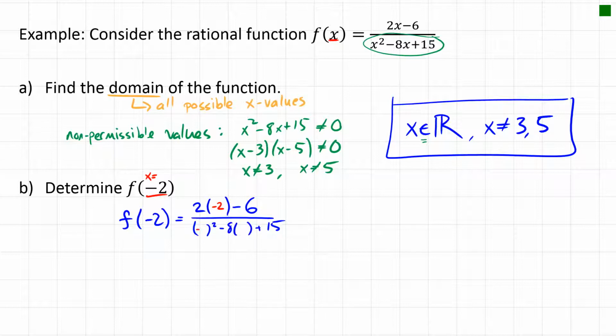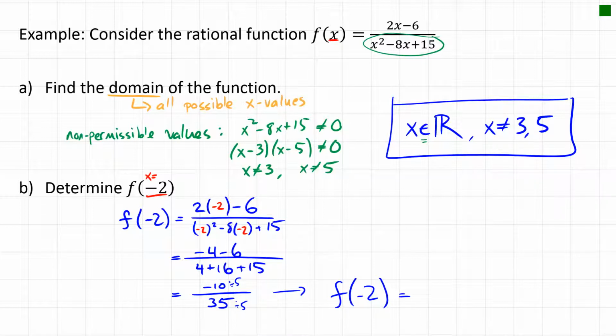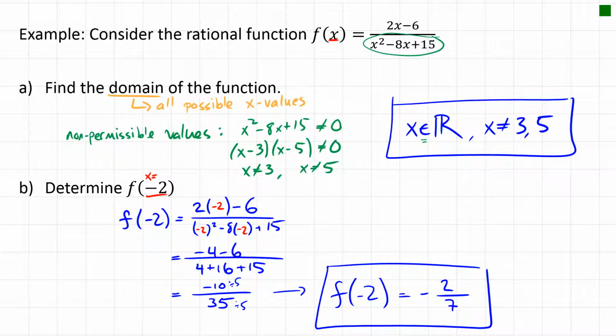Once we replace it, we can evaluate this function to determine its value. On the top we have negative 4 minus 6. On the bottom we have positive 4 plus 16 plus 15. So that would be negative 10 over 20 plus 15, which is 35. I can simplify that; each side can be divided by 5. So f of negative 2, the value of the function when x equals negative 2, is negative 2 over 7. 10 divided by 5 is 2, and 35 divided by 5 is 7. So we evaluated the function f for a given x value.